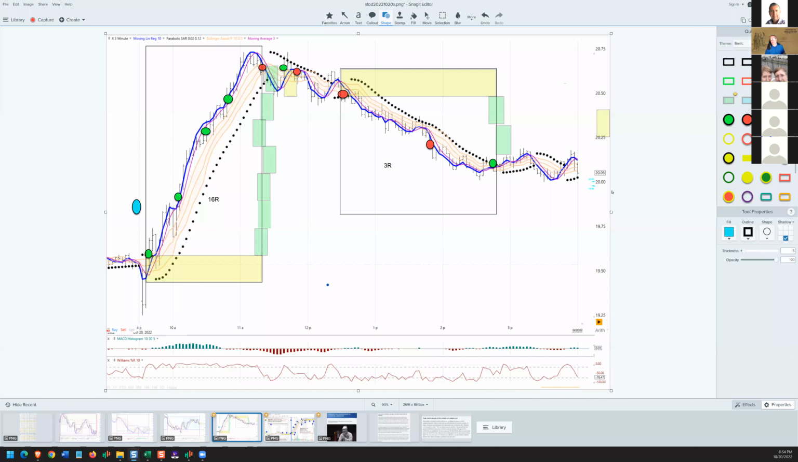I play the Kata 2 reentry for a quick scratch. I don't take the collapsing dragon right away. I take it the second time. I take the second position at the collapsing dragon here. Standard exit for another 3R.